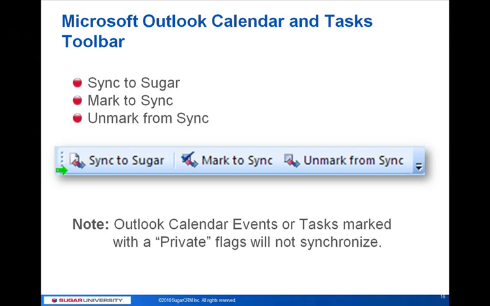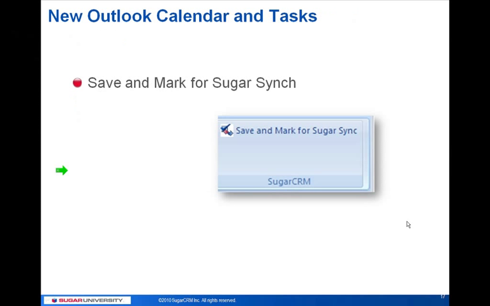Just like within contacts, if they're marked as private, so these calendar meetings or your task, if it has a private flag, then they won't be synchronized to sugar. Okay? And you only have one option when you create a new calendar or a new task, and that on your window that pops up, and that is save and mark to sync. Okay?